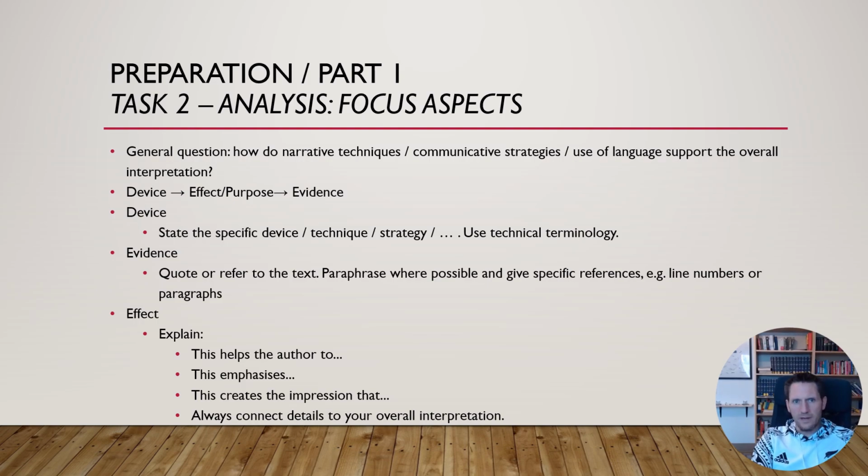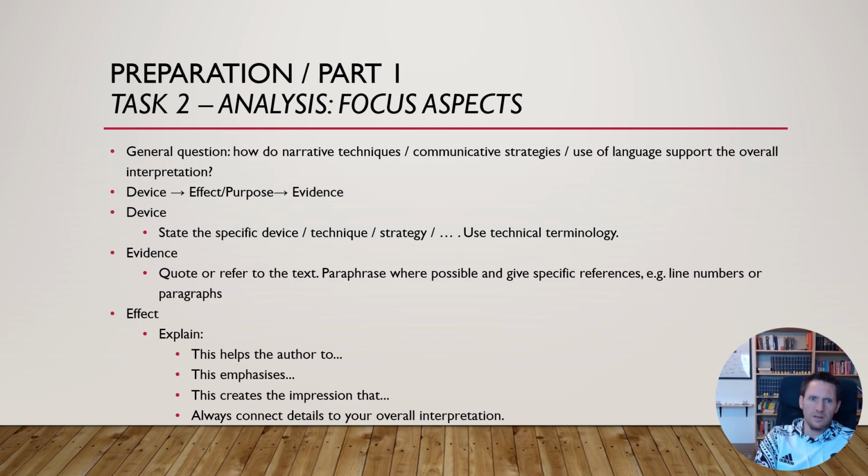Next step, provide evidence. Here you've got to refer to the text by either quoting short phrases or paraphrasing relevant passages. Whenever appropriate, mention line numbers and paragraphs, so the teachers around you know exactly what you are referring to. And finally, the most important aspect, the effect. It's basically the reason why this device is used. Do not stop after naming a stylistic device. Instead, explain what it achieves.